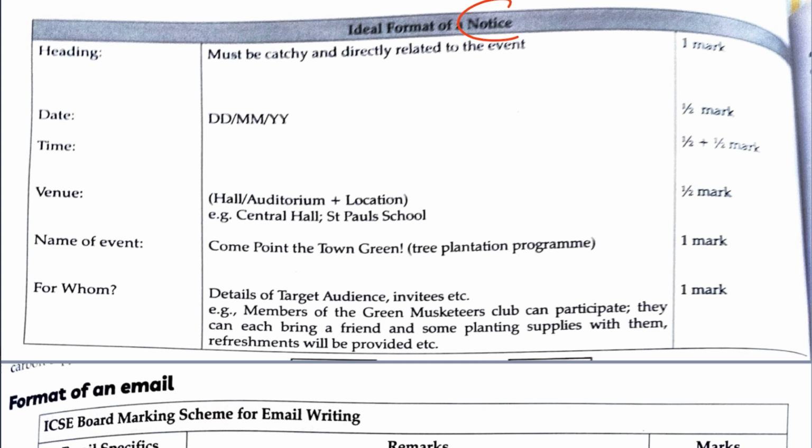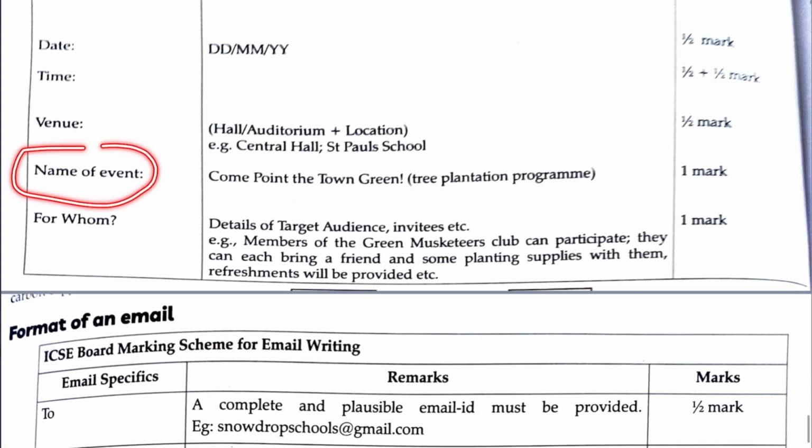Now we'll move on to notice writing. So this is your format. First is your heading. It must be catchy and directly related to the event. Then you have to write the date. Then you can write the time and the venue. For example, venue is about the location. That can be a hall or auditorium. Then the name of the event, and for whom. So you have to write about the target audience. Example, members of the Green Musketeers Club can participate. They can bring a friend, some planting supplies with them, and so on.